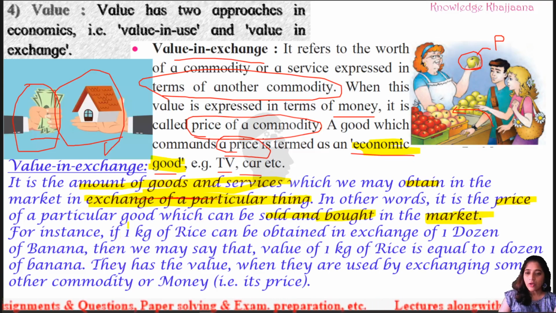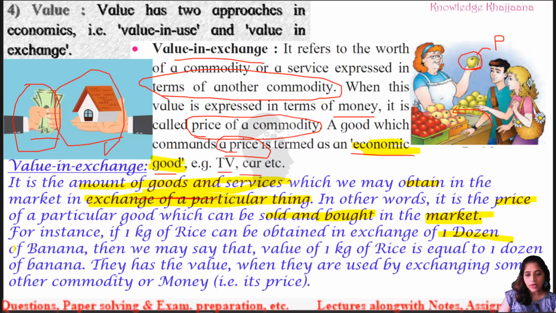For instance, if 1 kg of rice can be obtained in exchange for 1 dozen bananas, think of the earlier days, when people didn't have money and wanted to exchange rice with bananas. The person says that the price of 1 kg of rice is equal to 1 dozen bananas. Then if somebody wants to purchase 1 kg of rice, he has to give 1 dozen bananas to him. That is the value in exchanging the other commodity.